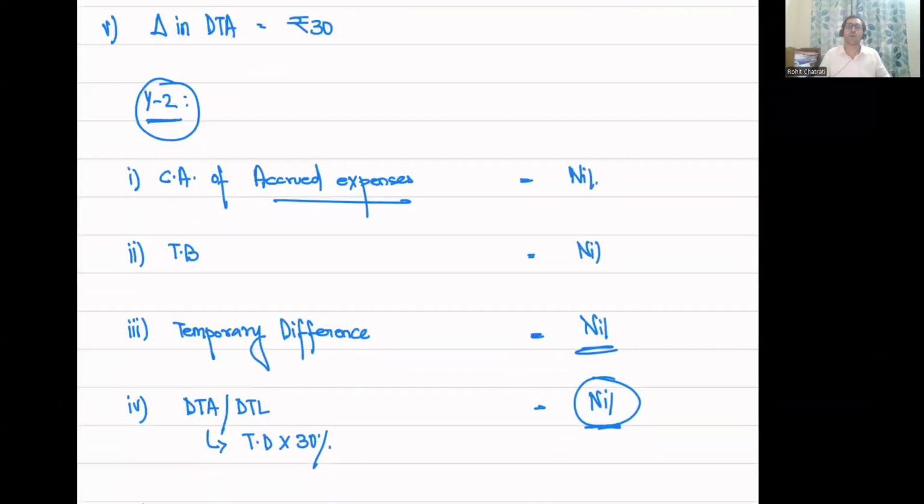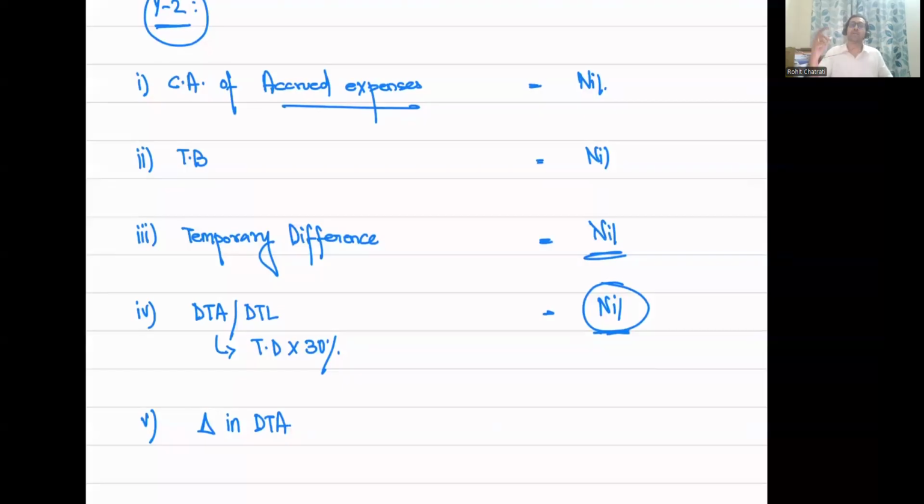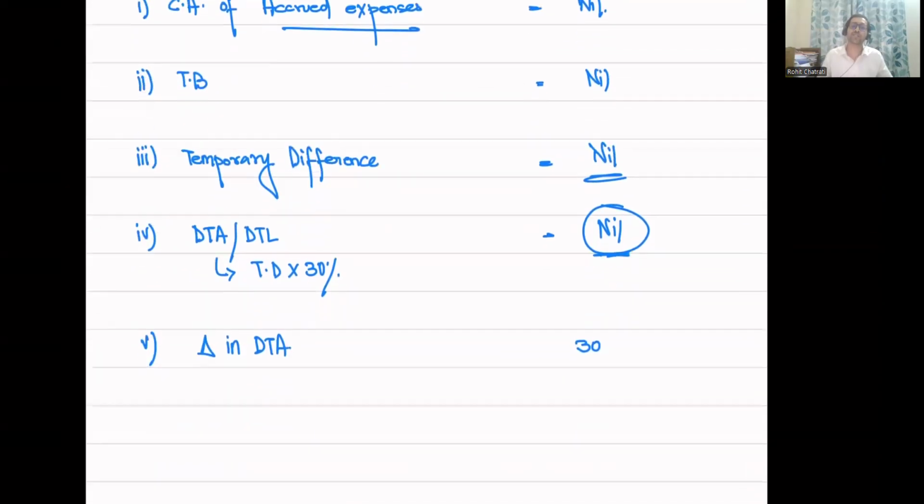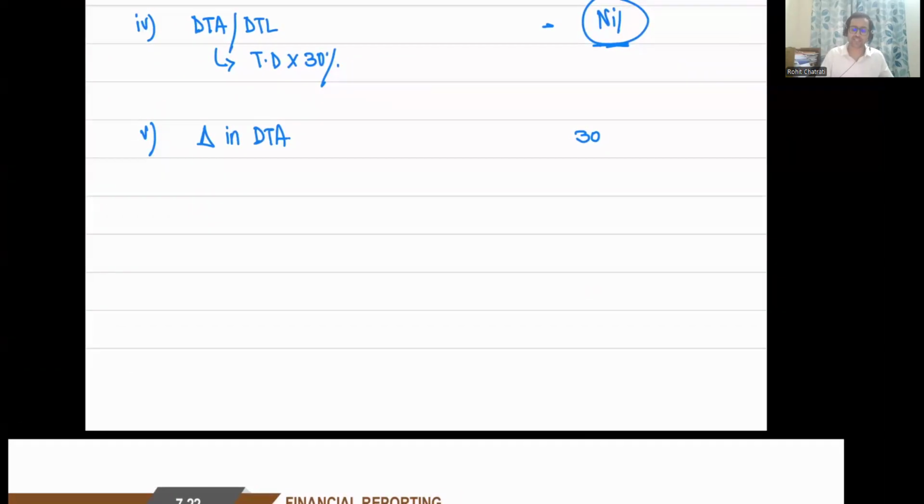Therefore, in my books of accounts, I already have 30 rupees of deferred tax asset, but it should now come down to 0. This means that I need to record a reduction, or a reversal, of asset of 30 rupees. Because it's a reduction in asset, I need to credit DTA, and the debit will go to deferred tax expense. We'll debit deferred tax expense.